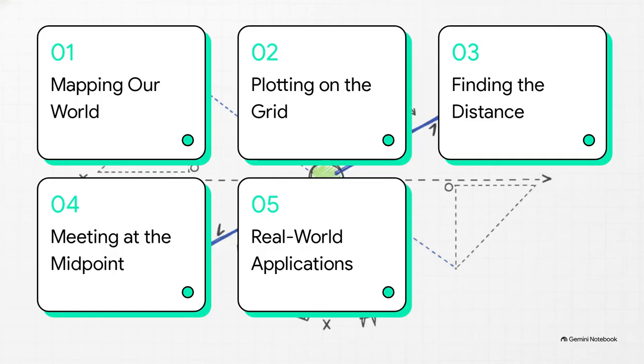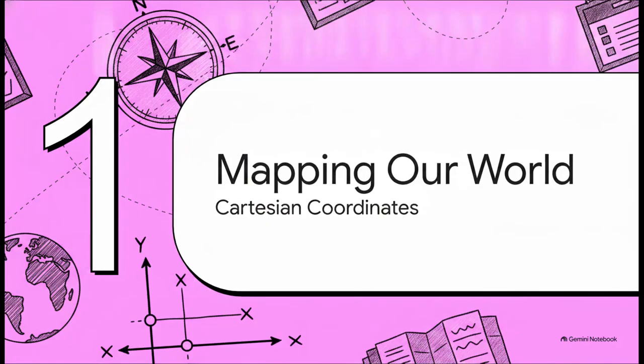Here is our roadmap for today's Explainer. We'll start with mapping our world, move into plotting on the grid, figure out finding the distance, learn about meeting at the midpoint, and wrap it all up with some real-world applications. All right, Part 1, Mapping Our World.